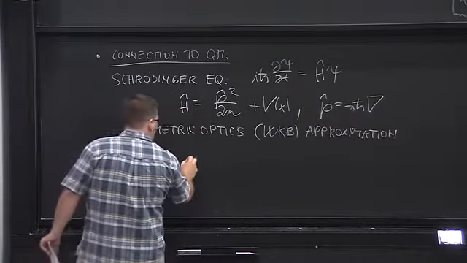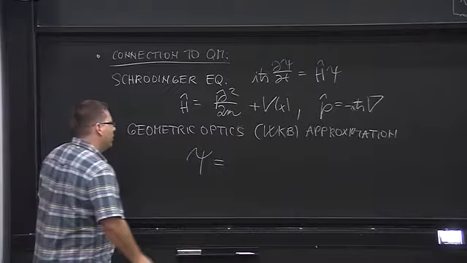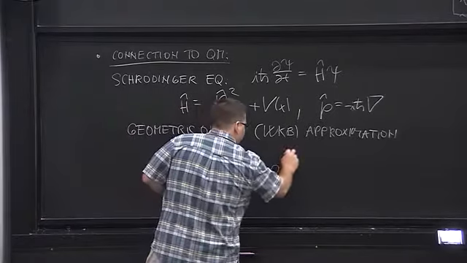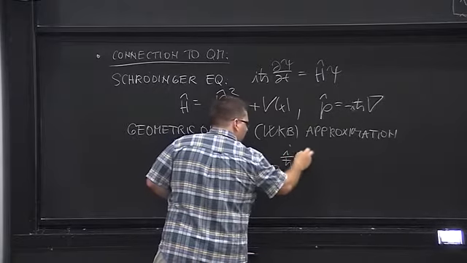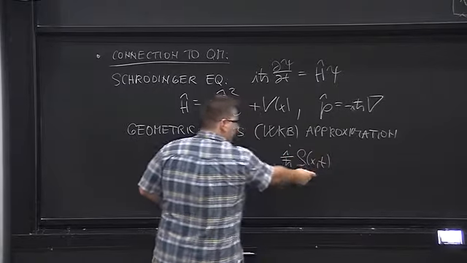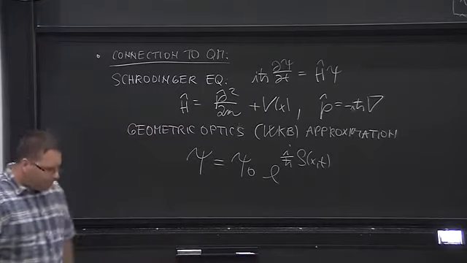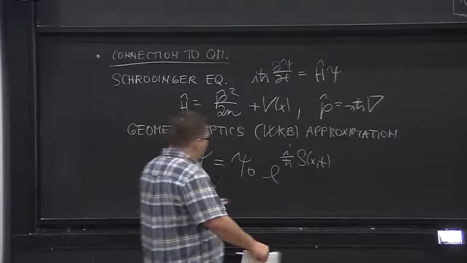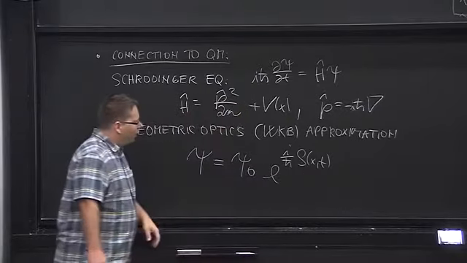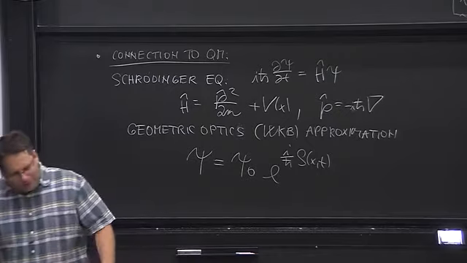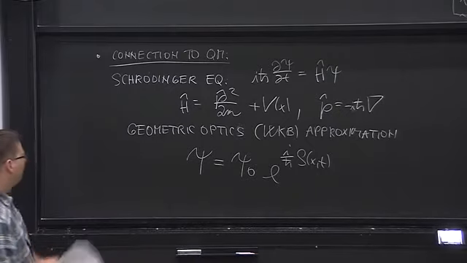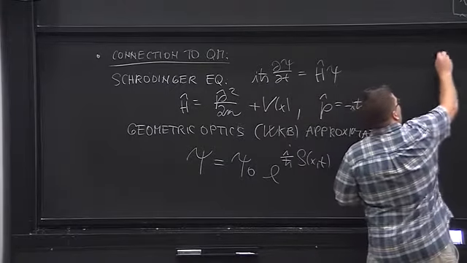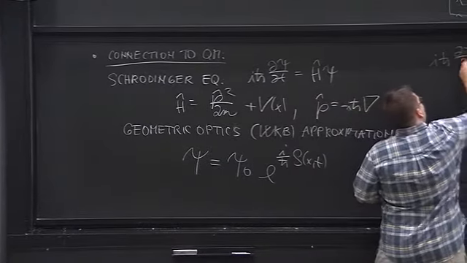What you do is say, my psi is given by some amplitude, and then e to the i over h bar S(x,t). So this is my phase here. Now you're asking what equation S will have to satisfy if I do the expansion in small h bar. Okay, so let's do it. We have i h bar d psi over dt.